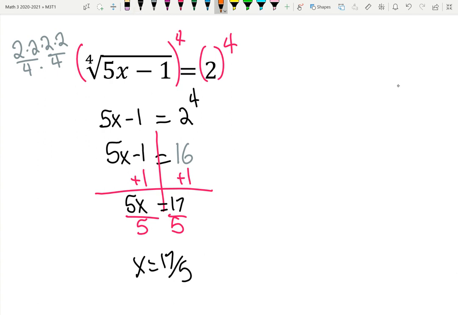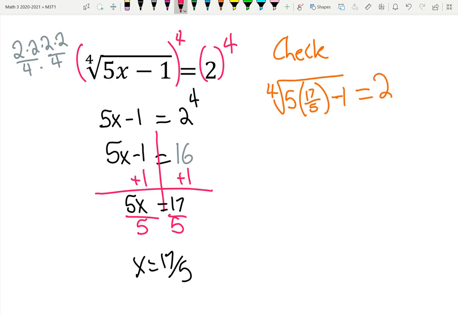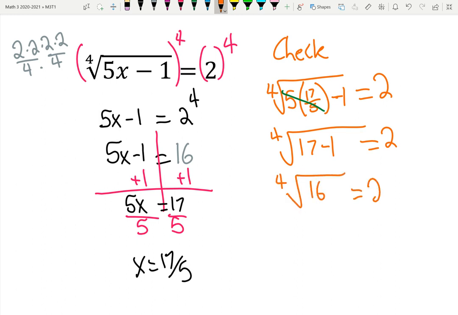If I plug it in with my check, I want to make sure it's all good. I'm going to take the fourth root of 5 times 17/5 minus 1, which is equal to 2. Now, this is going to cancel out the denominators. Remember this from my last unit, 5 divided by 5 is going to be 1. So what's going to be left is the fourth root of 17 minus 1 is equal to 2. The fourth root of 16 is equal to 2. And that is correct. My answer is right.